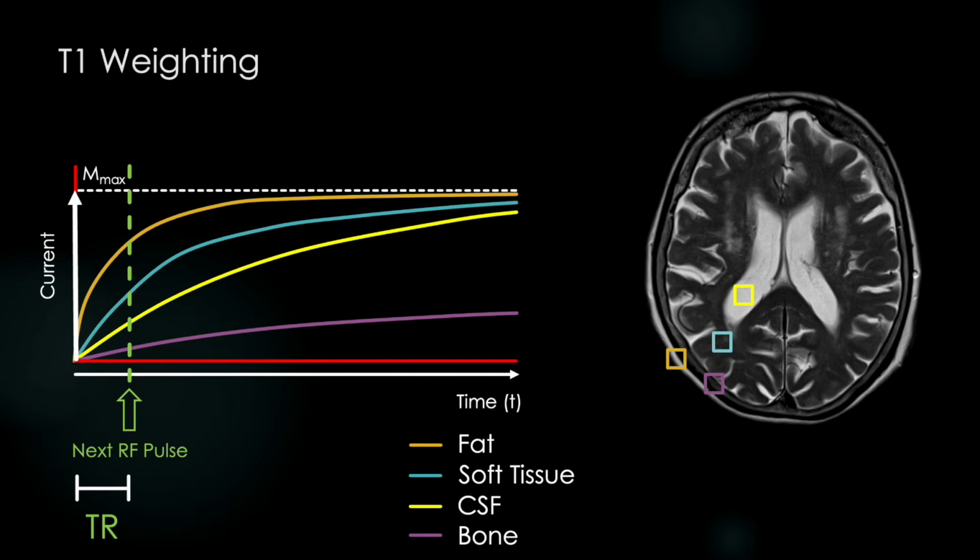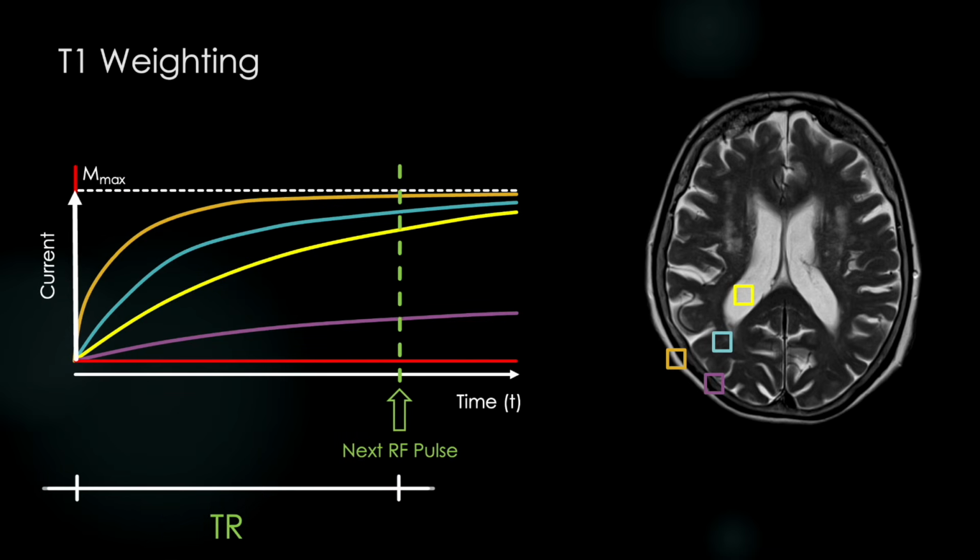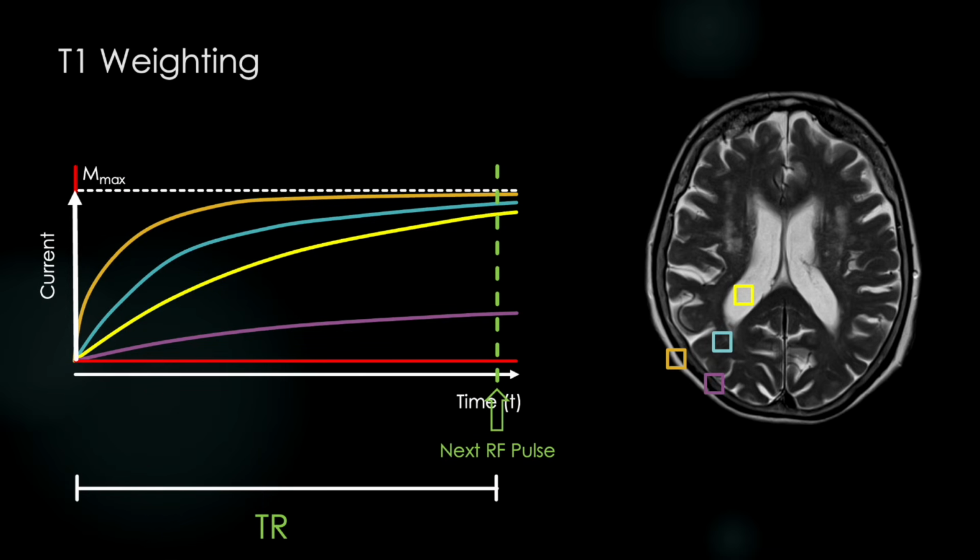How about this image? How long would we want to wait until we apply our next RF pulse? What kind of image am I showing? So this is a T2 weighted image in which we want our differences in measurement to mainly come from differences in T2 decay rates, not from differences in T1 recovery times. So in this case, we would want to wait a very long time before we apply our next RF pulse.